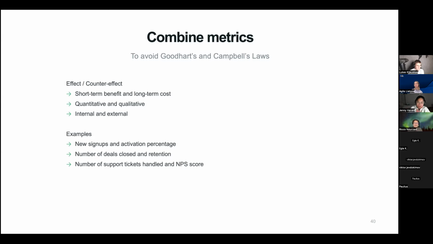The answer is you create a set of key results where you have effect and counter effects. So what is the short-term benefit versus the long-term cost? What is the quantitative measure versus the qualitative measure? And a good example of that is, let's say, you want to increase the velocity of shipping. And we actually did have this as a key result at one previous company that I worked at.